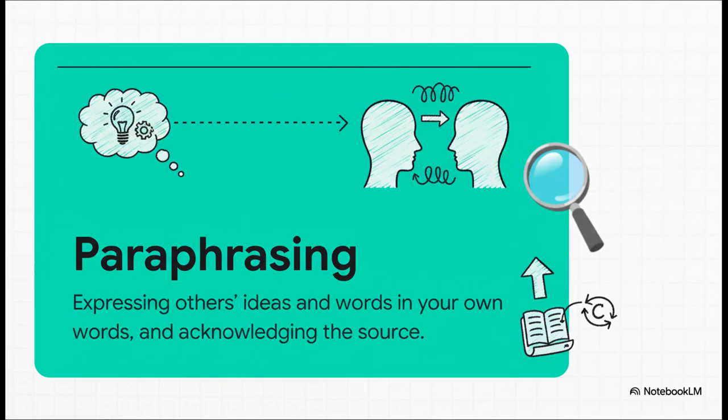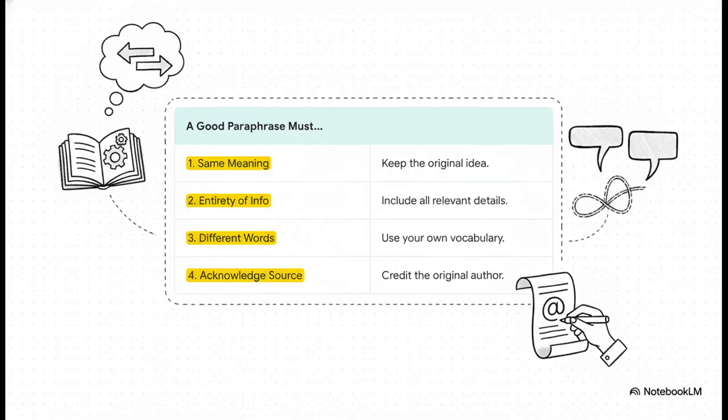But, and this is so important, you still have to give them credit for that idea. Think of it like this: you're borrowing their car, not their clothes. You're using their concept, but you're describing it in your own style. And you always say thanks for the loan by adding a citation. To make sure you've got a really solid paraphrase, you've got to check 4 boxes. Think of it as a quality control checklist.